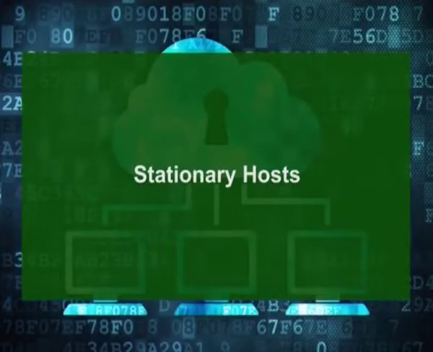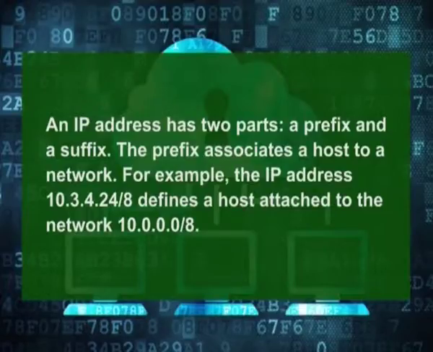Stationary hosts. The original IP addressing was based on the assumption that a host is stationary, attached to one specific network. A router uses an IP address to route an IP datagram. An IP address has two parts, a prefix and a suffix. The prefix associates a host to a network. For example, the IP address 10.3.4.24/8 defines a host attached to the network 10.0.0.0/8.